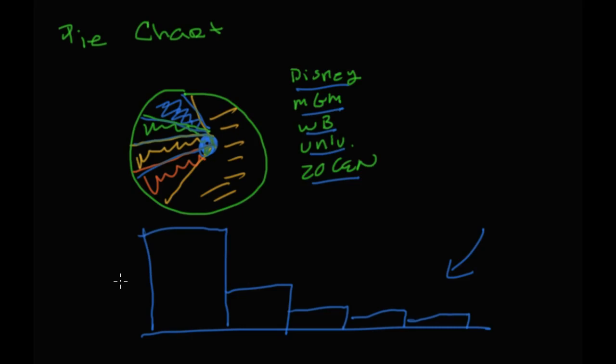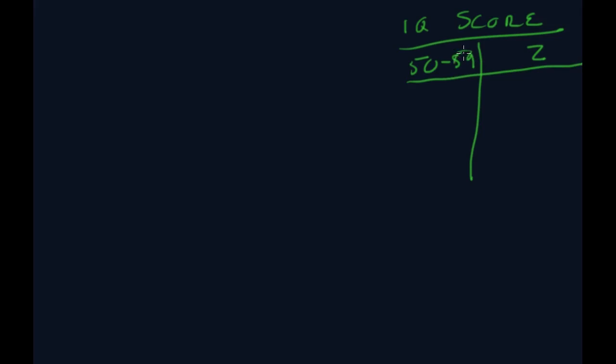Okay, so we're going to move into the idea of a frequency polygon. To understand a frequency polygon, we're going to go back and use a frequency distribution. We had a frequency distribution of IQ scores at one point that we were working with, where we had a bunch of classes. From 50 to 69, there were 2 people. 70 to 89, there were 33 people. From 90 to 109, there were 35 people.